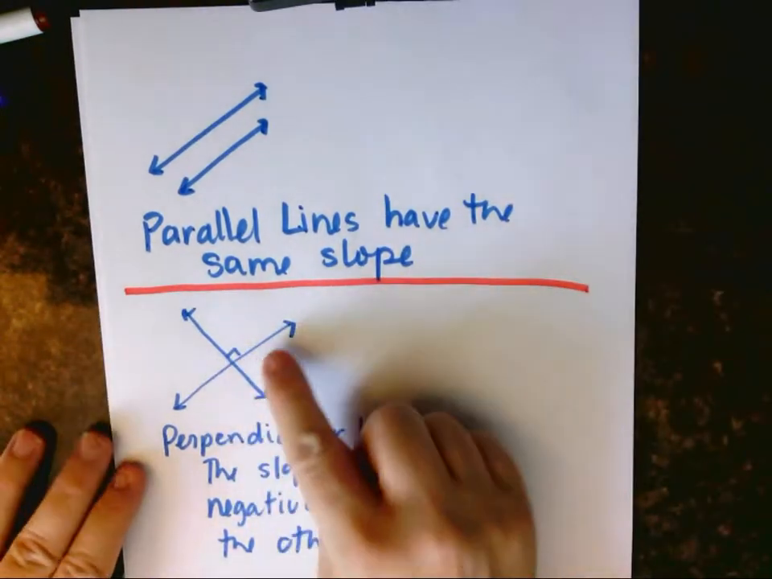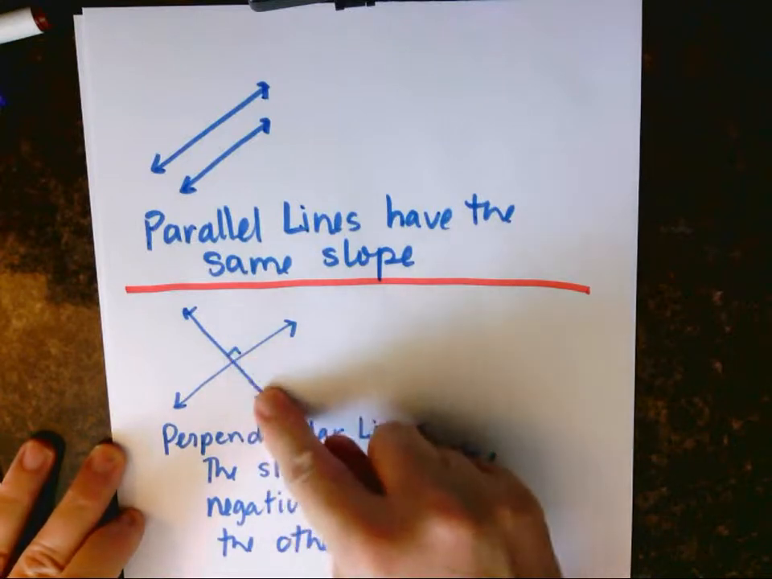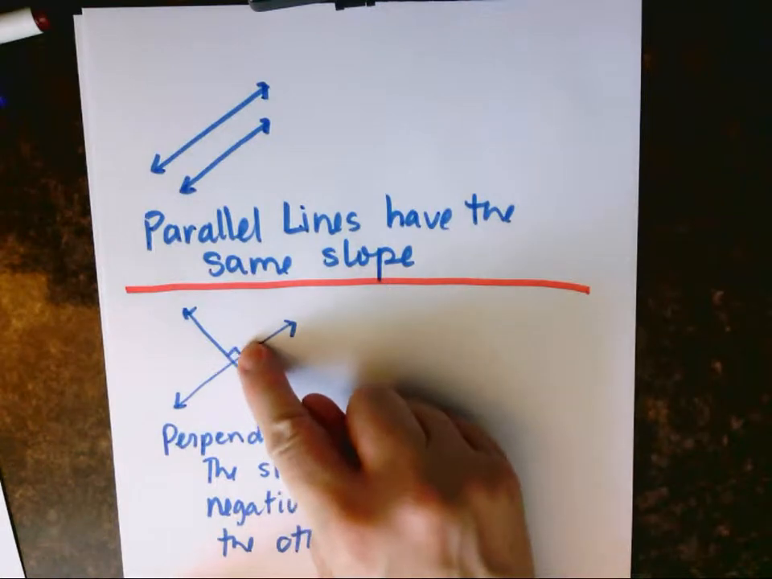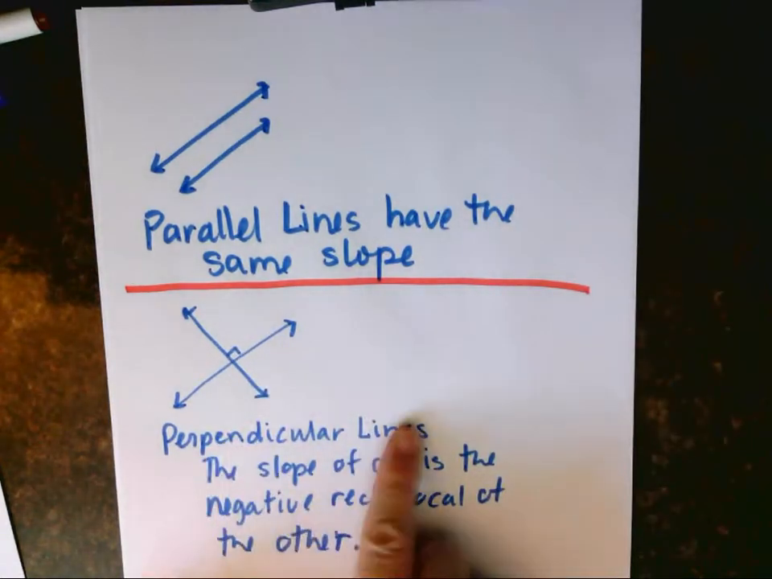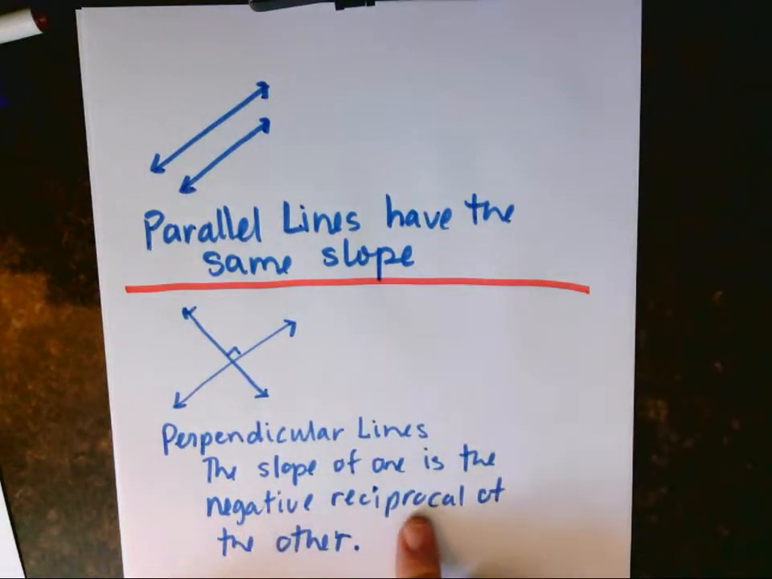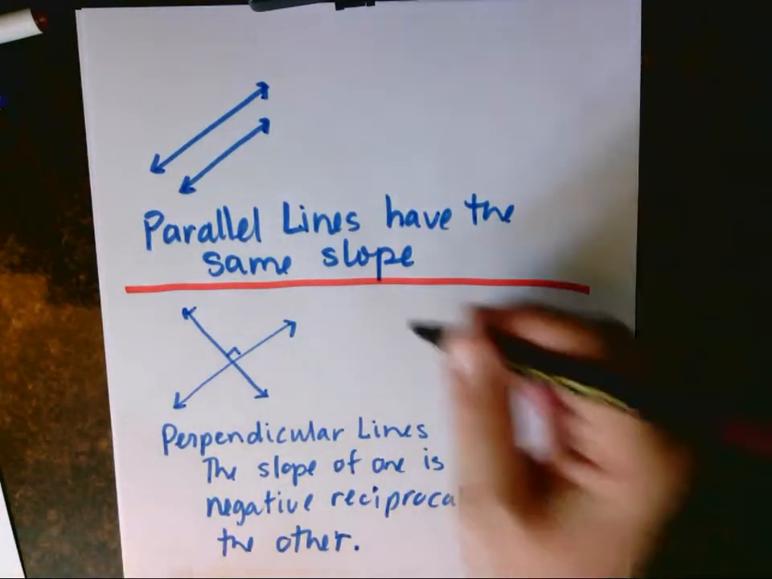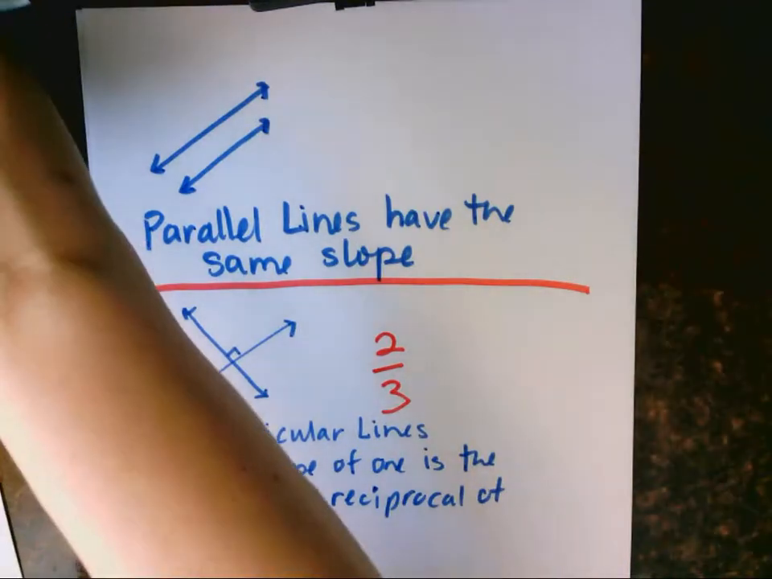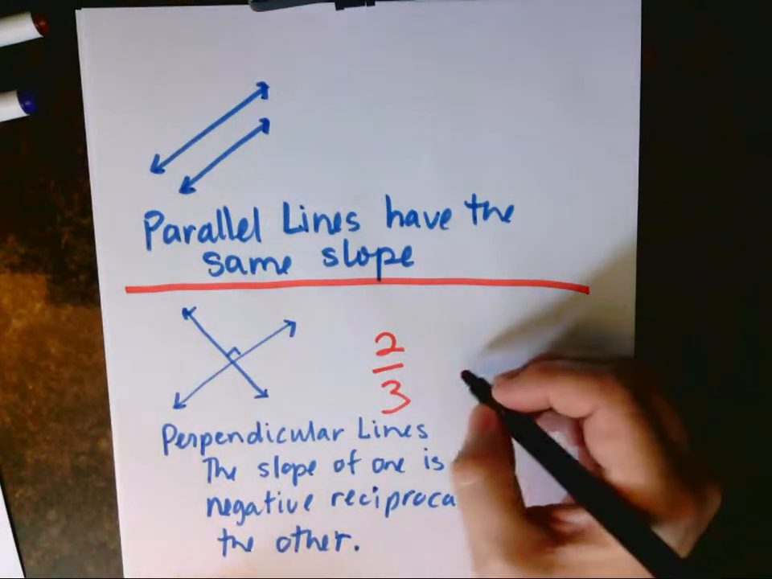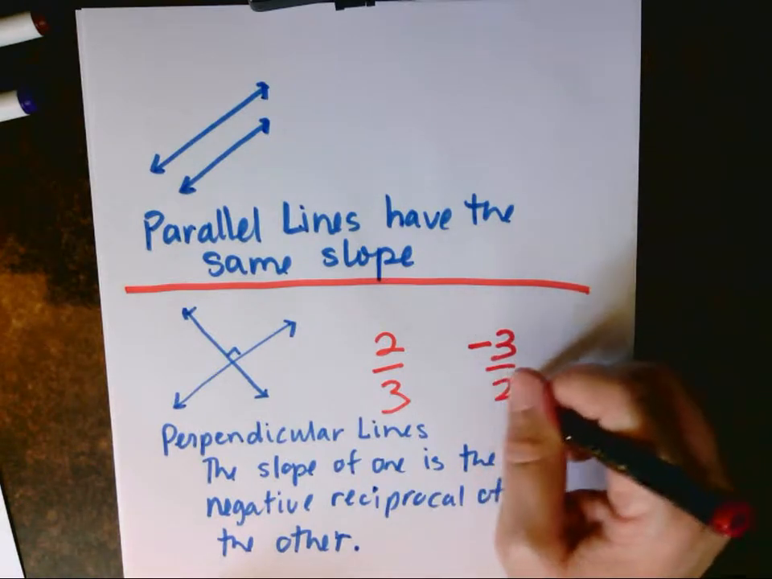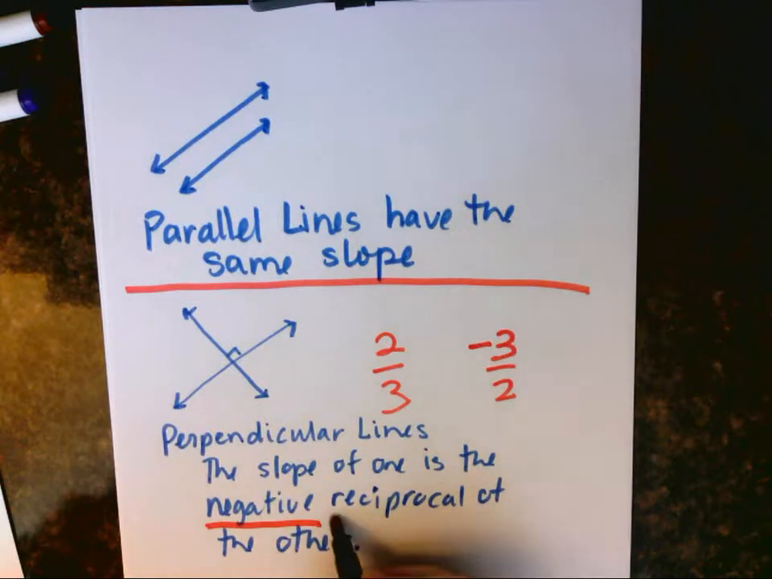Okay, so the other cases, perpendicular lines. Perpendicular lines are two lines that form a right angle together against each other, right? They make a 90-degree angle. That's a right angle. Perpendicular lines. The slope of one of the lines is the negative reciprocal of the other. So if the slope of one line is 2/3, then the perpendicular line will have a slope of -3/2. So it has to be the negative, and it has to be the reciprocal.